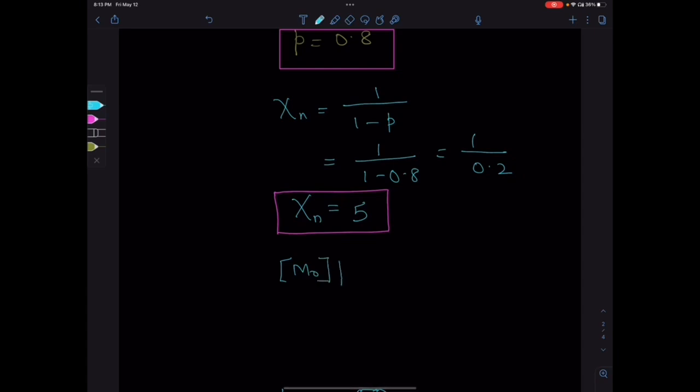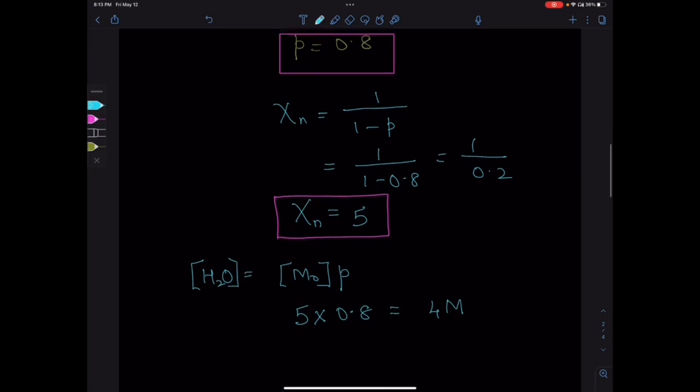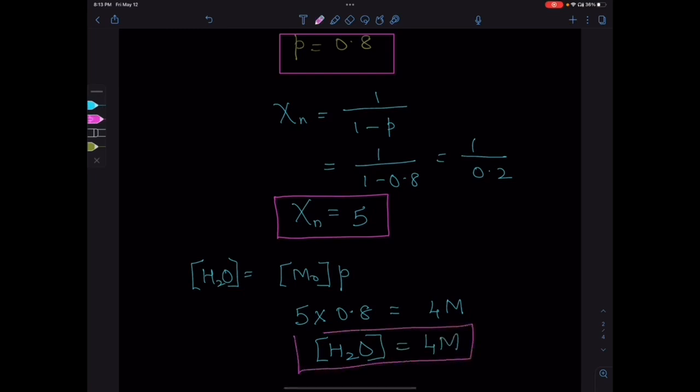The concentration of water is N0 times p. So that would be 5 times 0.8, which is 4. So that's the equilibrium concentration of water.